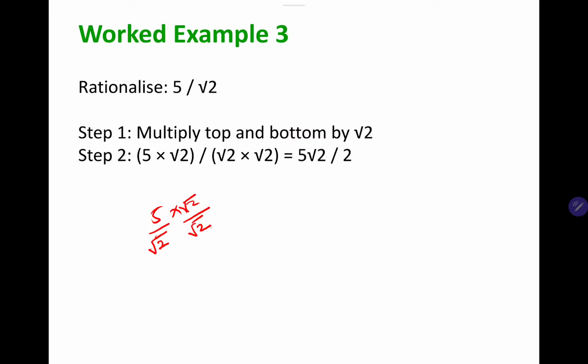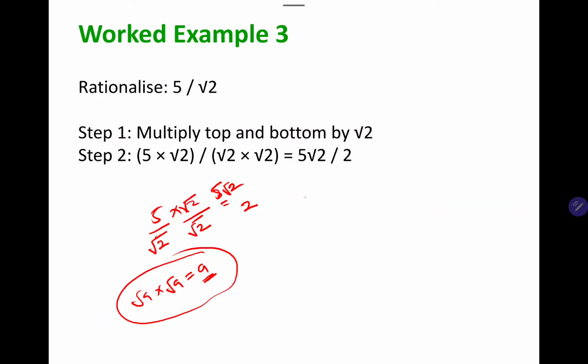Root 2 times root 2 will be equal to 2. Remember that square root of a times square root of a is equal to a. Please go back to indices and logarithms in our classes here. Search for our lectures on indices and logarithms, to get a better understanding of how we arrive at this. Then here we have 5 root 2. Now this is a rational expression, so our answer now is 5 root 2 all over 2.